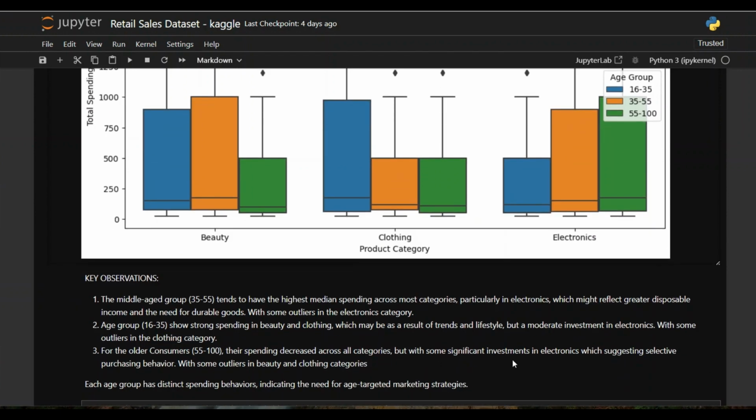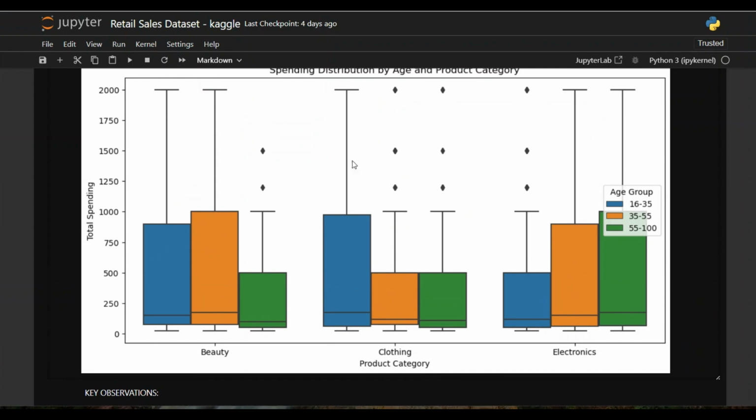Yes, so they are making more significant investments in electronics, which, if we look at all this pattern, now shows that each age group has a definite pattern of shopping. The age group 16 to 35 are shopping more in the beauty and clothing product categories, and less in the electronics category. Meanwhile, the age group 35 to 55 are relatively stable across all categories. They are buying beauty, they are buying clothing, they are buying electronics, but highest in the beauty and electronics categories.